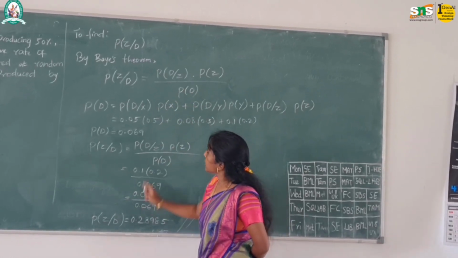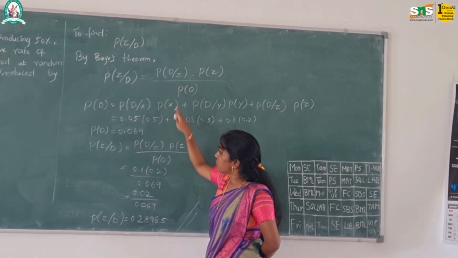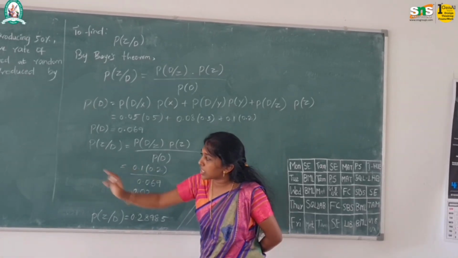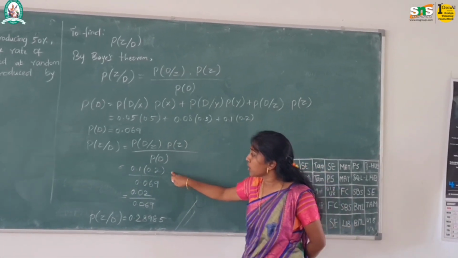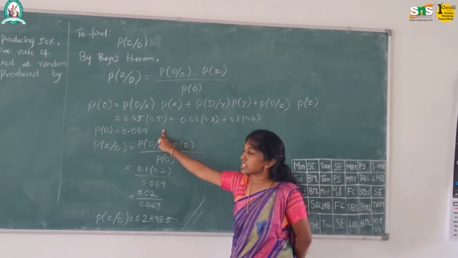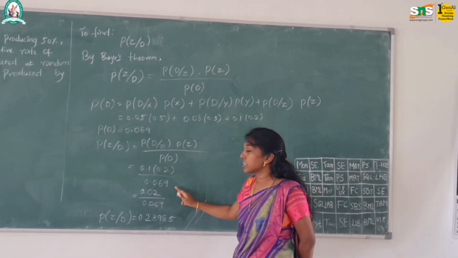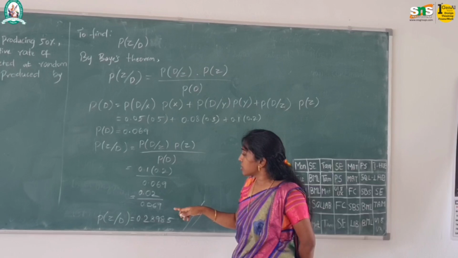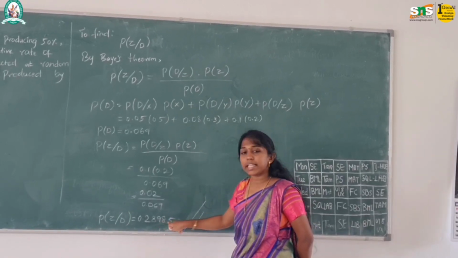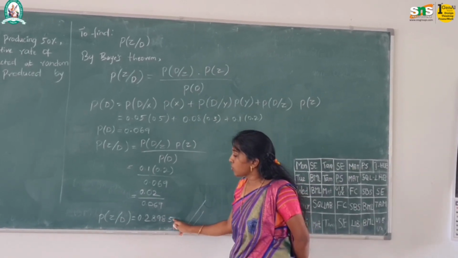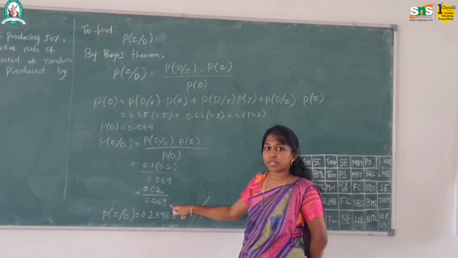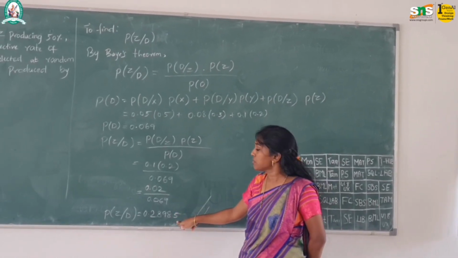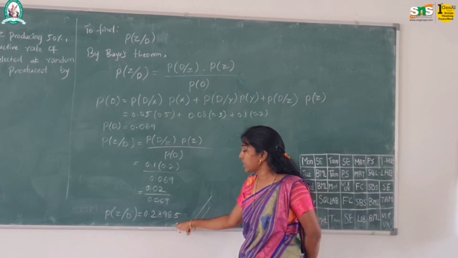While substituting, the value of P of D given Z is 0.1, as given in the question, P of Z is 0.2, and P of D is 0.069, which we just found. Substituting all those terms, I get an answer of 0.28985. This is the value of P of Z given D, that is the probability that a defective item was produced by machine Z. So the answer is 0.28985.